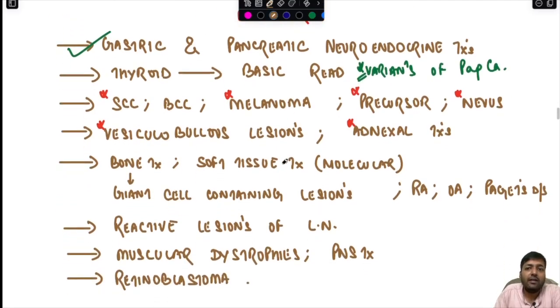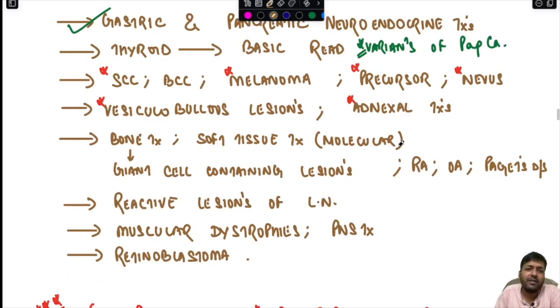Then you have the very common squamous cell carcinoma, basal cell carcinoma, melanoma, precursor lesions in the skin, nevus, vesiculobullous lesions, very commonly asked questions. Adnexal skin tumors, again very commonly asked: classify adnexal skin tumors, very common question.